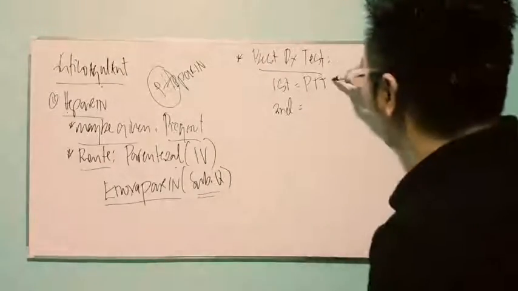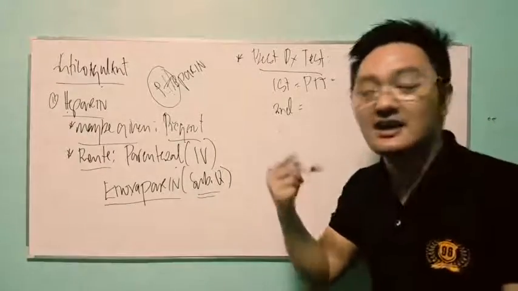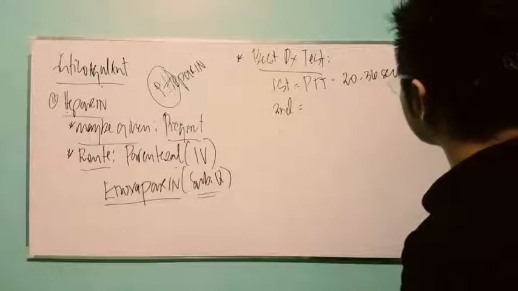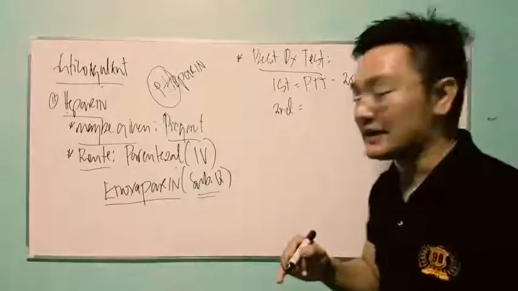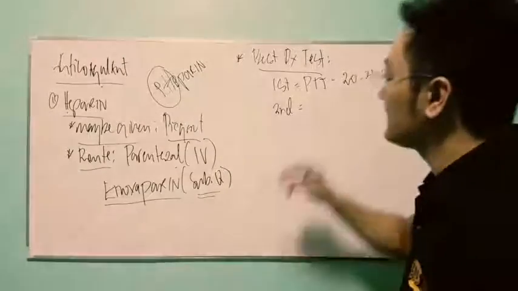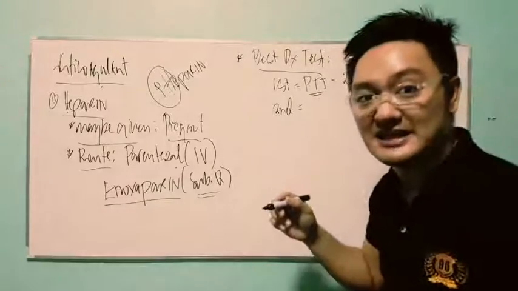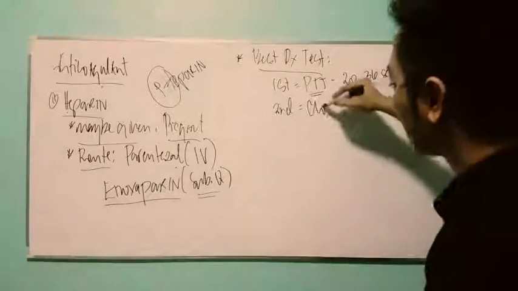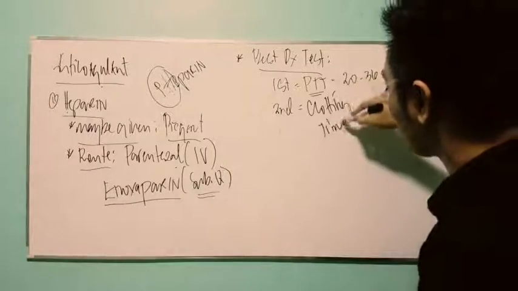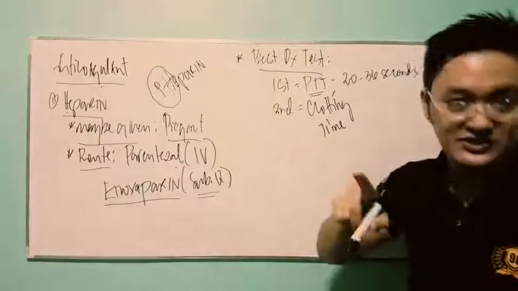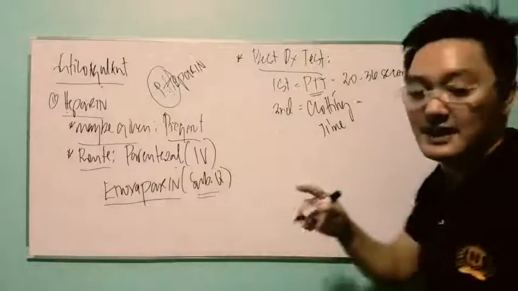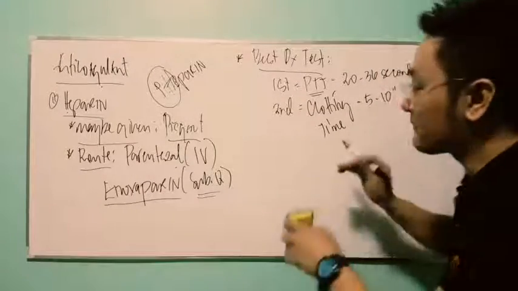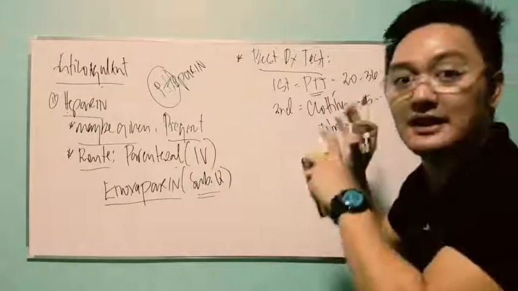Can you follow? Question, what do you think is the normal PTT count? Or what is the normal PTT level? The normal is actually 20 to 36 seconds. Can you follow? 20 to 36 seconds. Now, what if you cannot find PTT in the given options? The next answer, if you cannot find PTT, is actually your clotting time. Okay? Remember, if you cannot find PTT, the next answer is your clotting time. Question, what is the normal clotting time? The normal clotting time is actually 5 to 10 minutes. Remember, these are their normal levels.